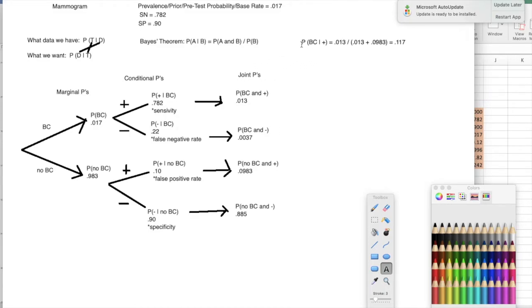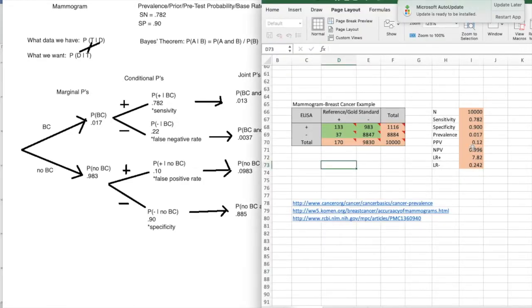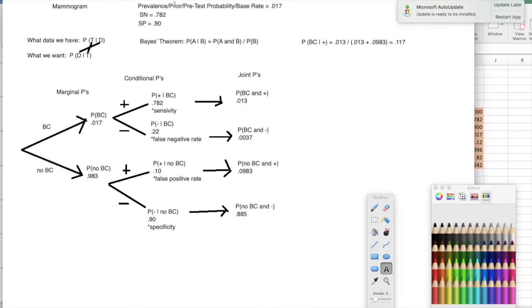So, based on what we just did here, the probability of having breast cancer given a positive test result using Bayes' theorem is 0.117 or 11.7%. Well, gosh darn it, that looks a lot like the positive predictive value that we calculated over here. So you just did a full-on mathematical proof, not really, but sort of. You just free-handed how we got this value.